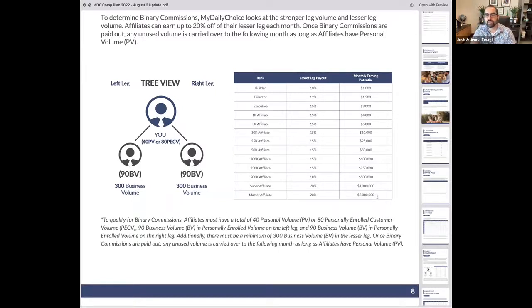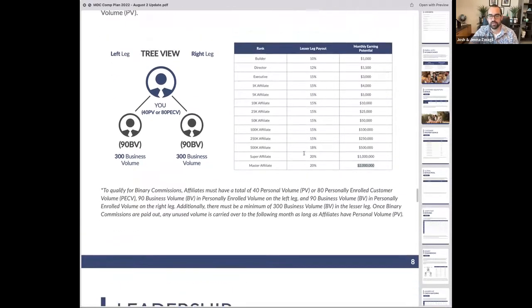In My Daily Choice, this binary caps out at $2 million per month. And I can safely say that is 10 times the amount of money that is paid out in binaries in other companies. 10 times. Most binaries cap out at 80 to 200,000 a month. This is $2 million per month at the top rank in My Daily Choice. So this binary is super aggressive compared to other binaries in the industry.